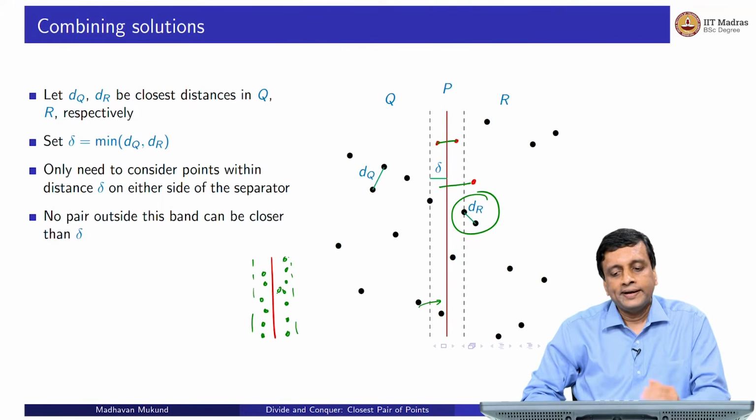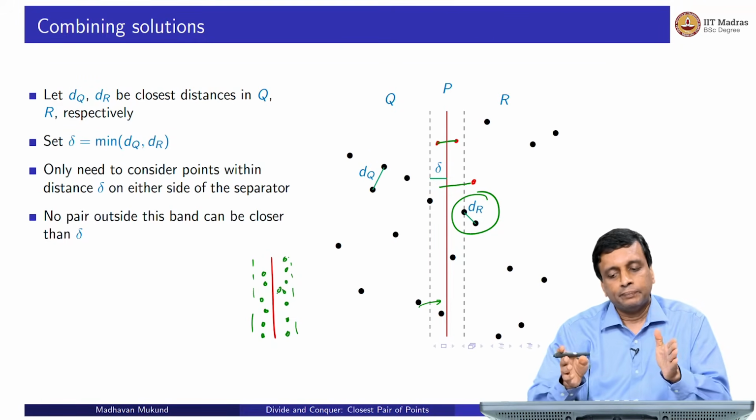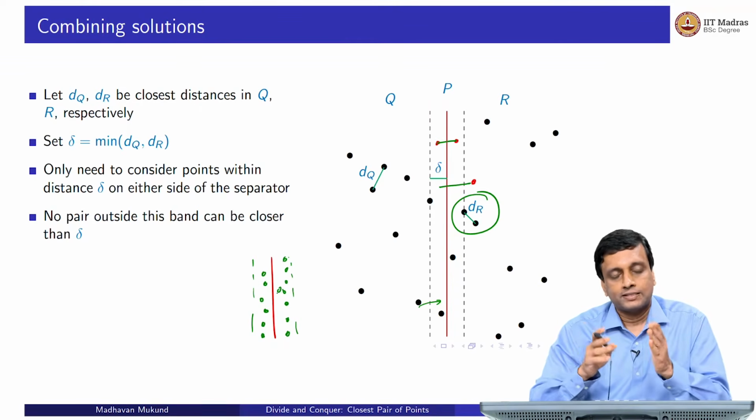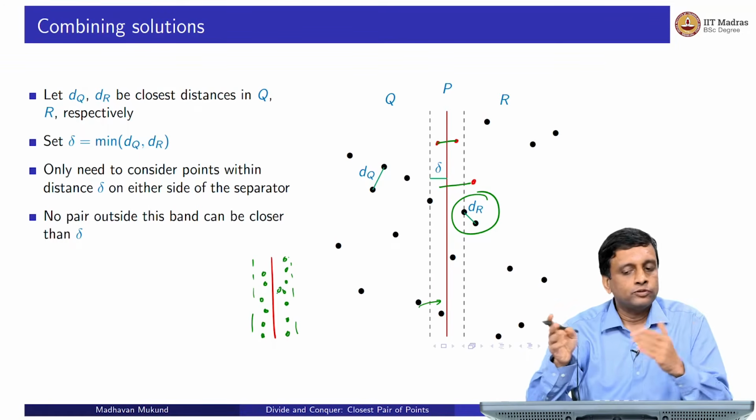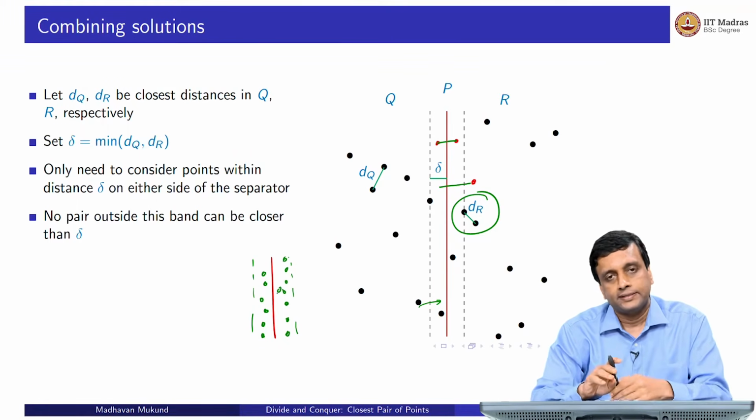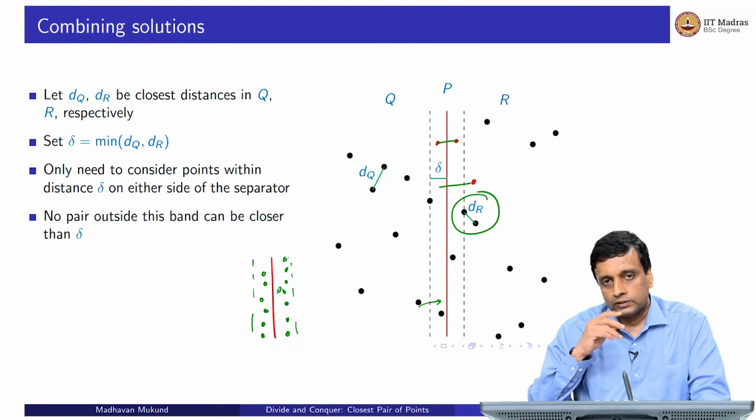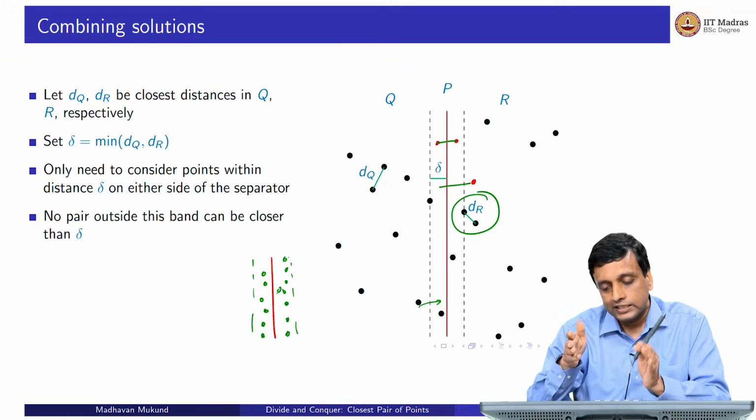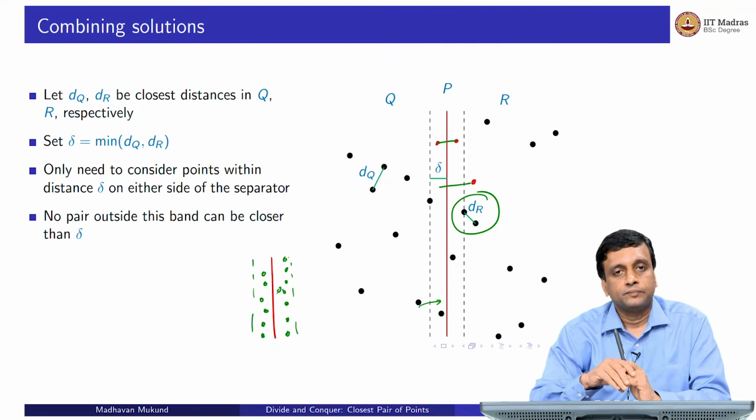So why is it that comparing across this band is going to be more efficient, or somewhat efficient, as compared to just comparing everything in Q with everything in R, because everything in Q and R could actually lie inside this band? So what we will see is that this is not possible, and this is really remarkable. It says that in this band there can only be very few points.